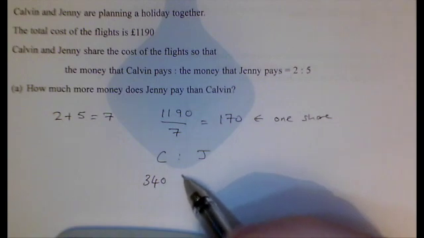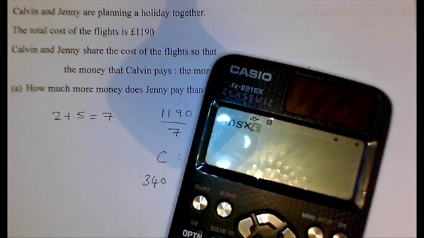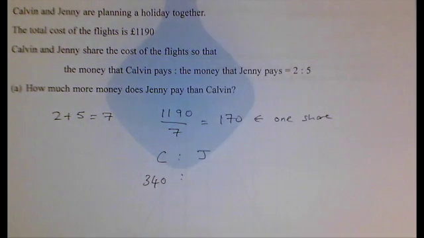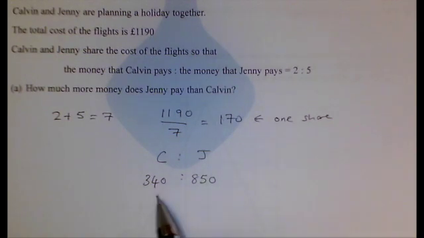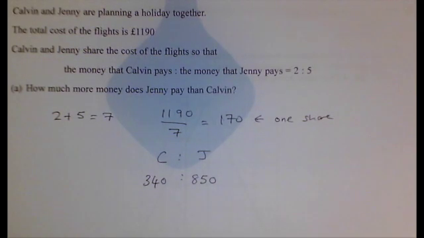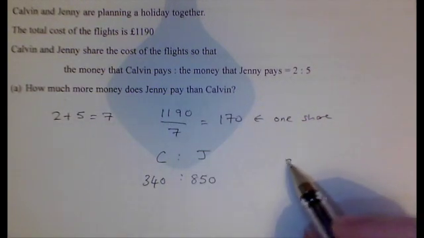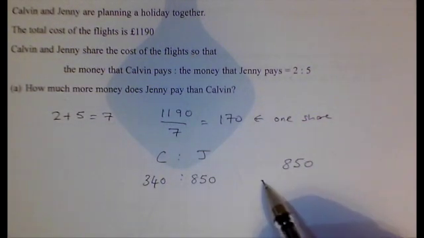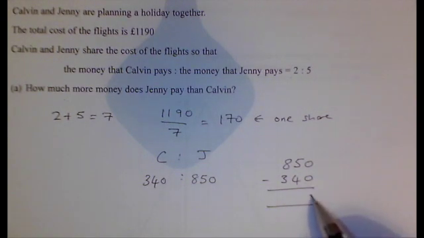That's 340 for Calvin, and 5 times by that is 850. Is that right? Yeah, I think that's right, yes. Okay, of course if we add those two together it should equal 1190, and it does. So we've been asked how much more does Jenny pay than Calvin, so we need to do a subtraction. Okay, and that's going to equal £510.